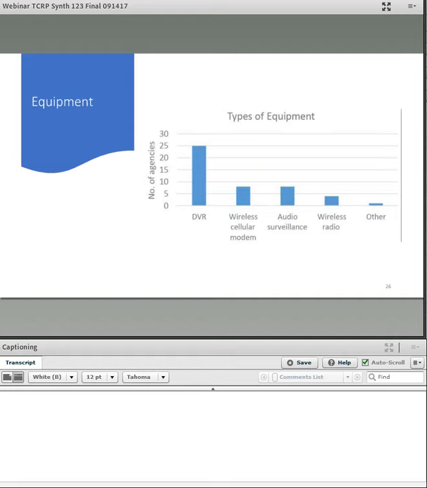So the equipment that's used. Now this study did not get into which camera brands, what the specifications are, and so forth. This was to really just give an idea of what types of technologies are out there. Mainly, they're using DVR equipment on the bus, which is eventually downloaded. Then there's wireless cellular modems, audio surveillance, wireless radio, and then other equipment. Now, other equipment can be the very old ones where we used to have cameras on the buses, and then it would download onto a disk, and the disk would have to be taken off, and then it would be put into security and saved if there were an incident.